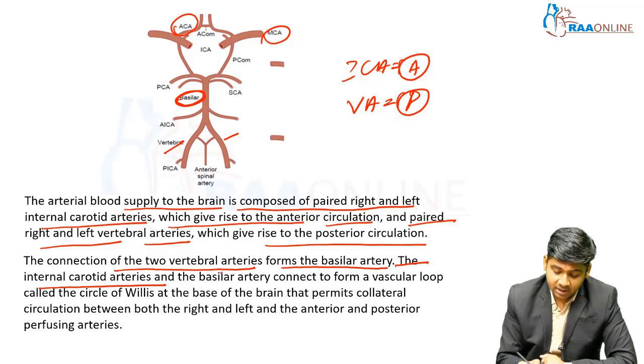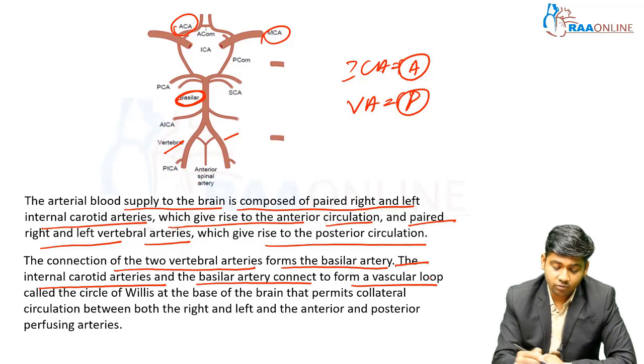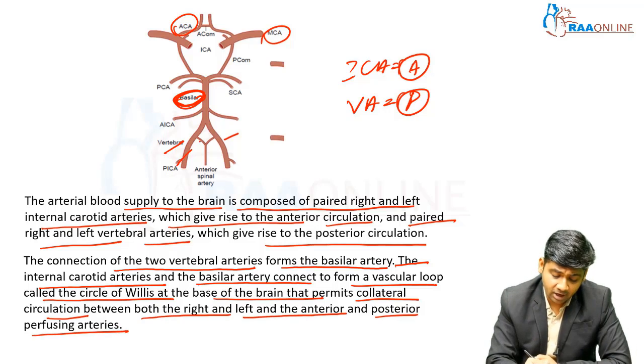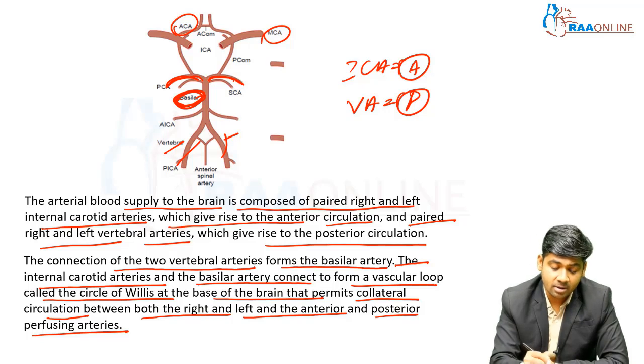The internal carotid artery and the basilar artery connect to form a vascular loop. This is called the circle of Willis at the base of the brain, which permits collateral circulation between the right and left anterior and posterior perfusing arteries. From the basilar artery originate the posterior cerebral arteries. Here we see the anterior cerebral artery and middle cerebral artery. The two anterior cerebral arteries are joined by the anterior communicating artery.